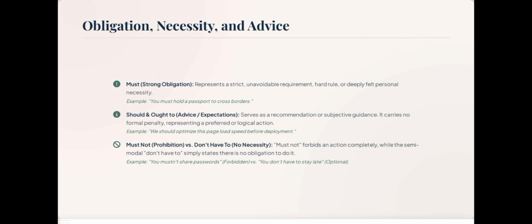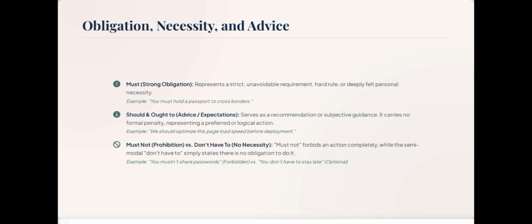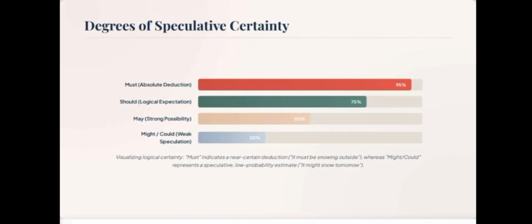Must not is used for prohibition; don't have to means no necessity. Must not forbids an action completely, while don't have to states there is no obligation to do it. For example, we must not share passwords means this is forbidden. You don't have to stay late. This is optional. So this shows the obligation, necessity, and advice.